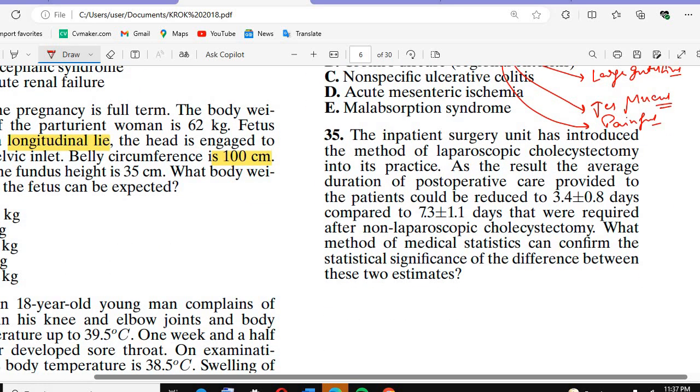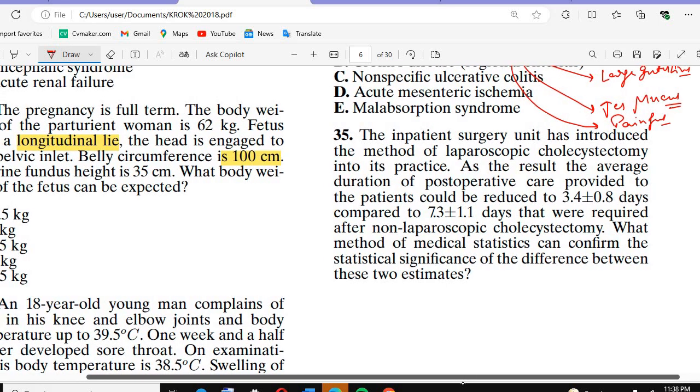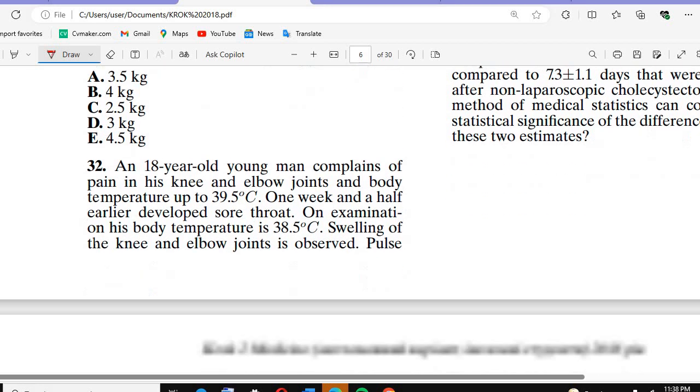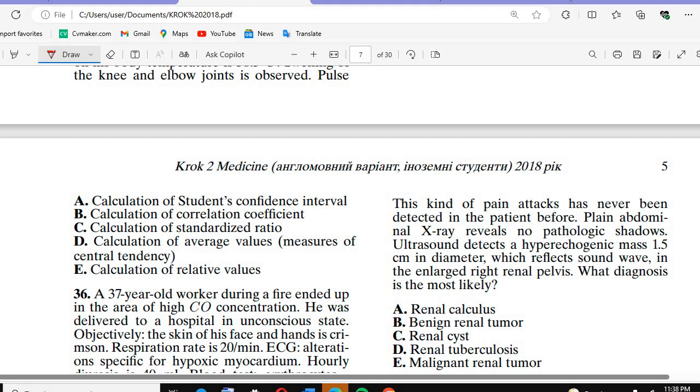Question number 35: the inpatient surgery unit has introduced the method of laparoscopic cholecystectomy into practice. As a result, the average duration of post-operative care provided to the patient could be reduced compared to that required after non-laparoscopic cholecystectomy. What method of medical statistics can confirm the statistical significance of the two different estimations? Okay, so this you have to remember. This is a hygiene question.